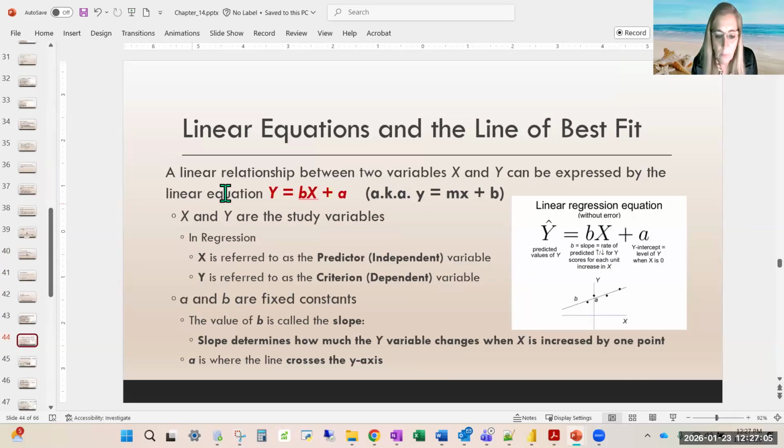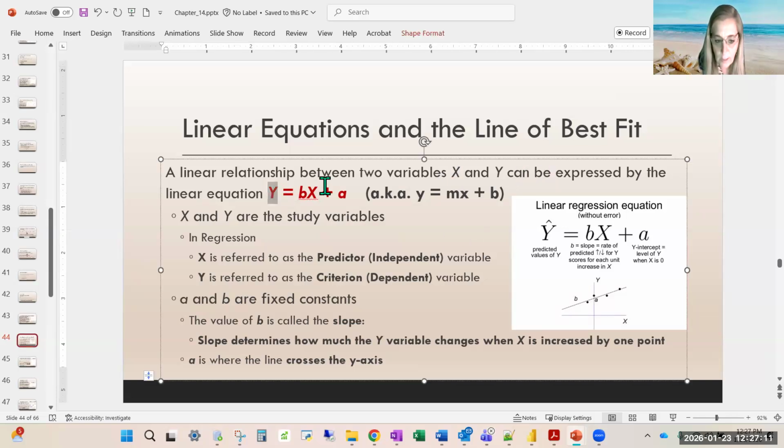All right, so a linear relationship between 2 variables, X and Y, can be expressed by the linear equation Y equals BX plus A. You might remember this maybe from high school or lower level classes as y equals mx plus b. Same thing. So X and Y are the variables, just like with correlations. In regression, though, X is referred to as the predictor variable or the independent variable. Here we have some new vocabulary. And the Y is referred to as the criterion or dependent variable.